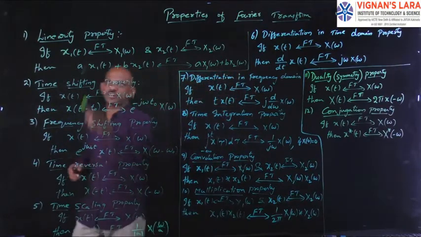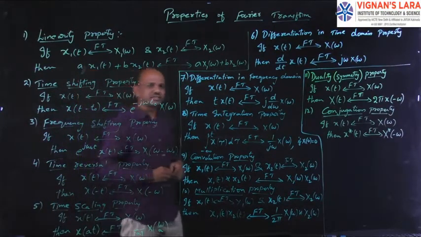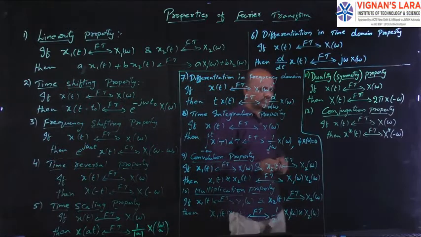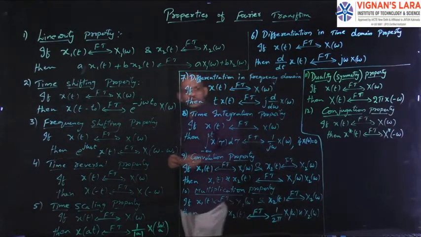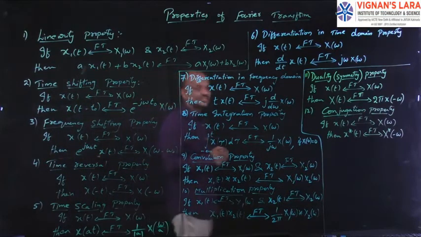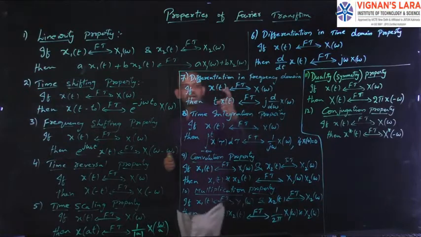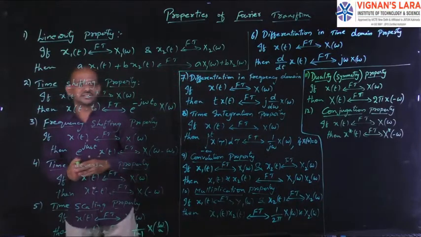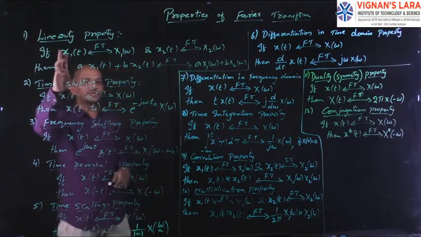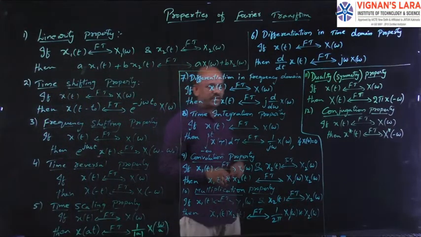So first I will start with the linearity property. Here in this linearity property I need two signals. Why? Because here in the linearity property I have to go for a weighted sum of the two signals. Whenever there is a summation or addition, we need two signals. So for that reason I have taken the two signals as x1 of t and x2 of t.